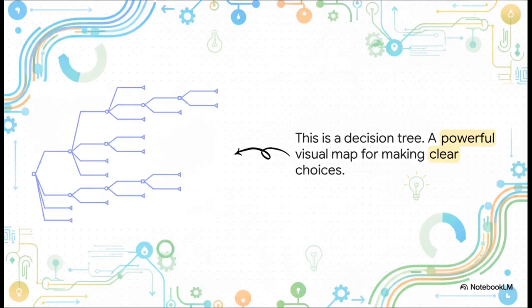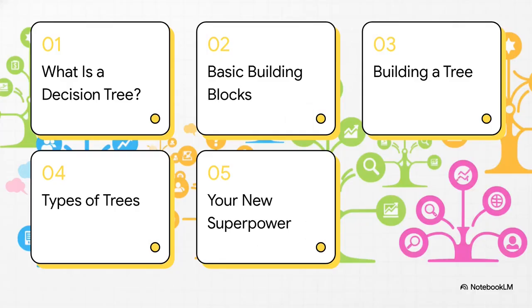So, how does this thing actually work? Let's get into it. So, here's the game plan. We'll kick off with what a decision tree actually is. Then we'll look at the basic shapes you need to know. The fun part is next. We're going to build one together step by step. We'll briefly touch on a couple different types of trees, and then we'll wrap up with why this is basically a new superpower for you.